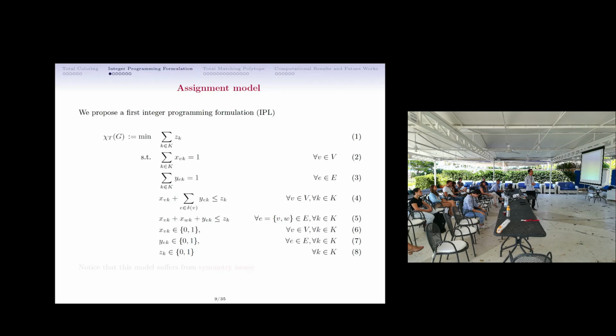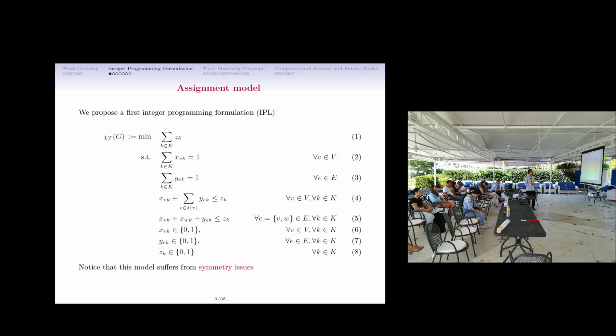Here we are now ready to state the first assignment model. So we introduce the binary variable x_vk for every vertex v, y_ek for every edge e, and every color k, where the capital K is the number of colors, 1 to Δ+1. And we want to indicate which color is used in the graph G, so we introduce the binary variable z_k for every color.